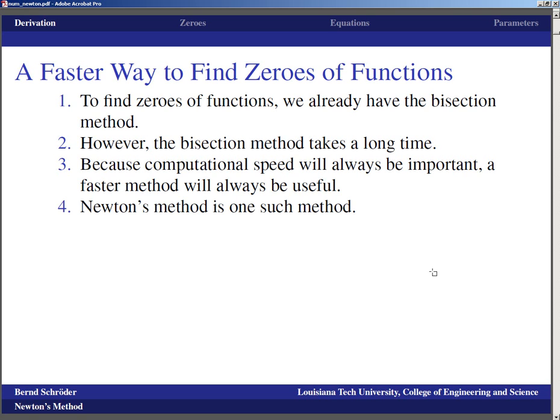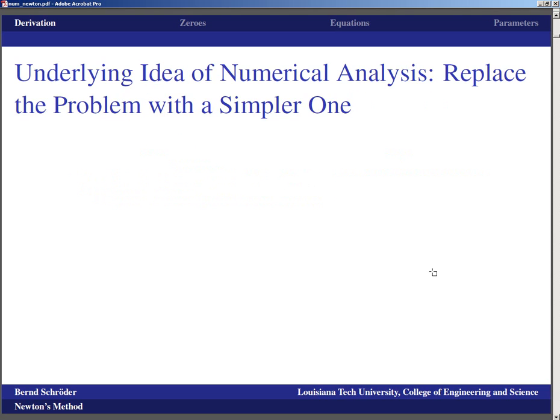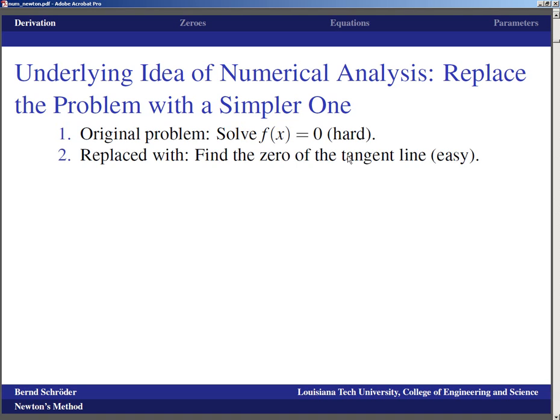So Newton's method is one such method that achieves the same goal. It finds zeros of functions and solutions of equations, but it does so faster. Let's take a look at what it does. Well, let's remember first of all the underlying idea of numerical analysis. You always replace the problem with a simpler one. And so if our original problem is to solve the equation f of x equals 0, well, that's hard because for nonlinear functions that may not be possible to solve at all by hand.